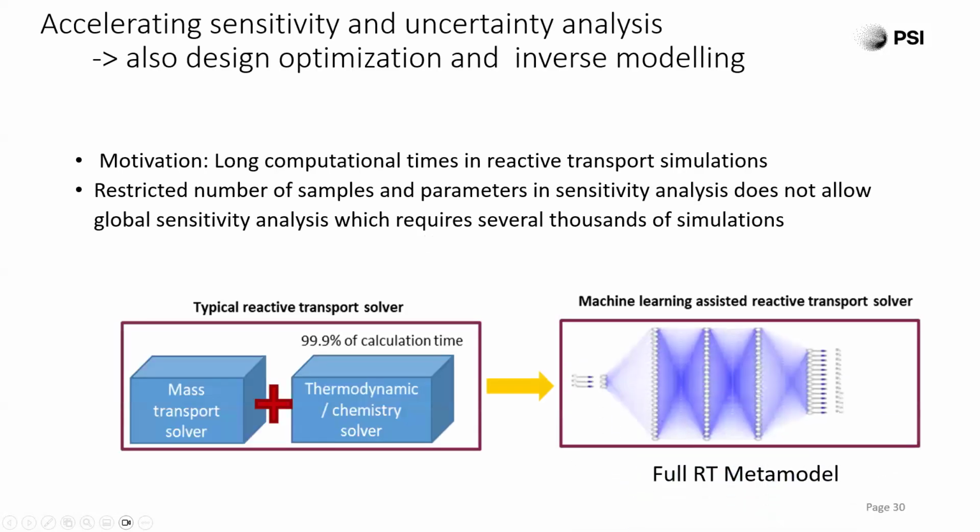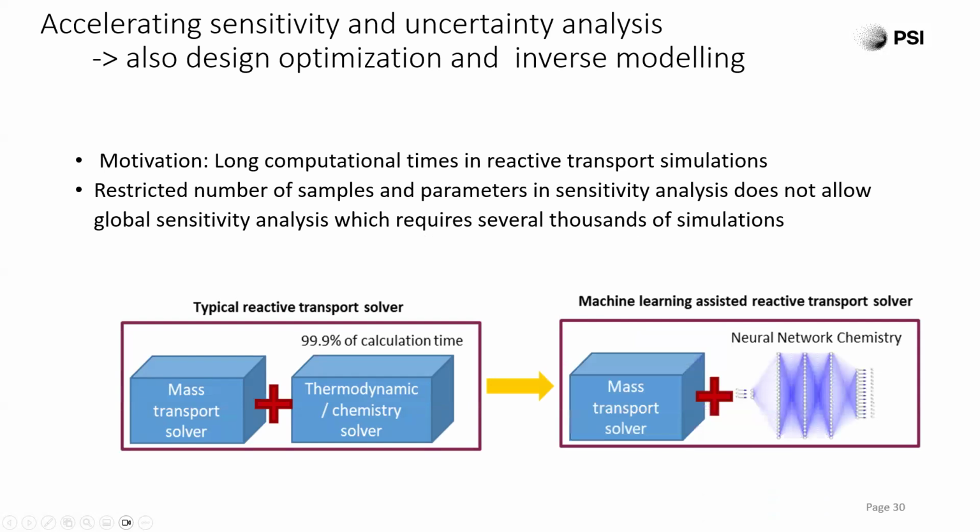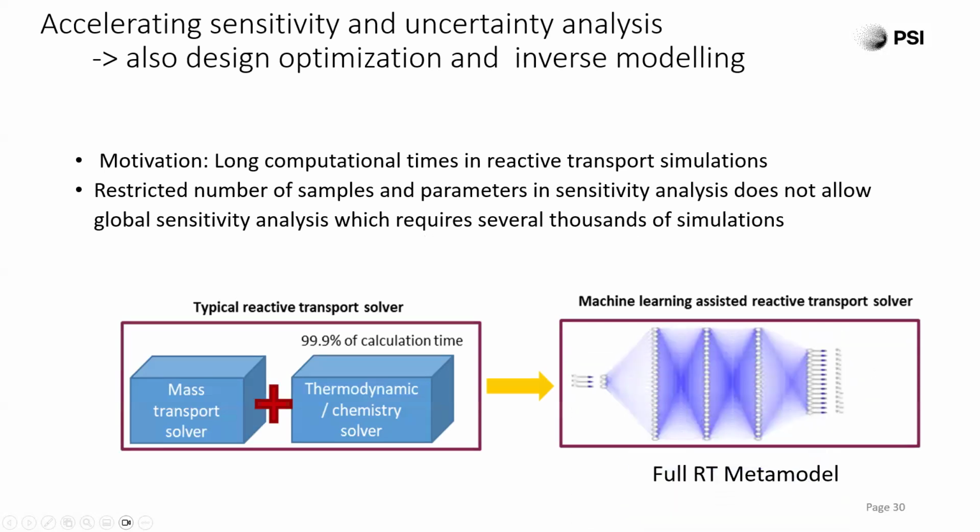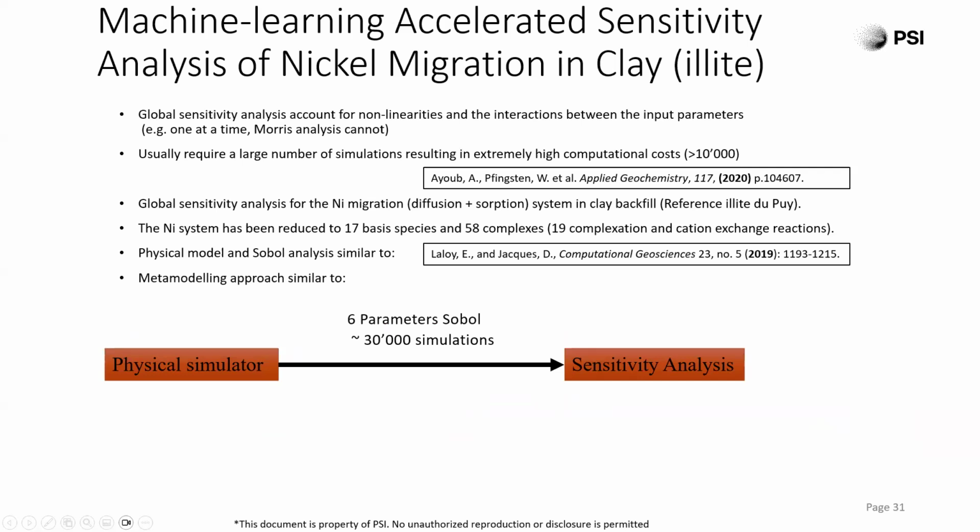So the idea here was that in the previous part, we have seen that we can replace the thermodynamic solver. Now we say, okay, let's replace the full solver. We can try to train the neural network or another surrogate model using the output of the full reactive transport model, and then use this for exploring our optimum design or for our sensitivity analysis. And let's see how far we can go.